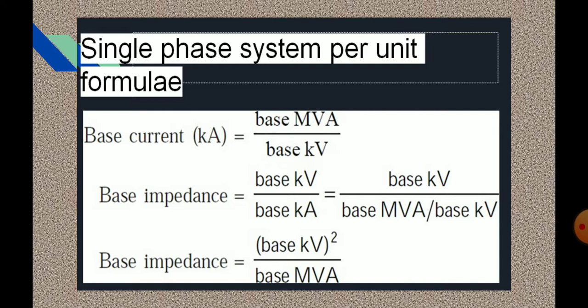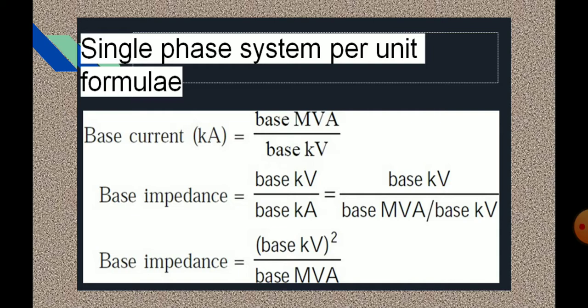In power systems, each component can be represented with various values, and we will get confused while doing analysis. So in order to simplify that, we should choose one common value, the reference value, which is called the base value. For the entire power system representation, we must select one base value, common value, reference value. By the formula, we can mention three formulas here.